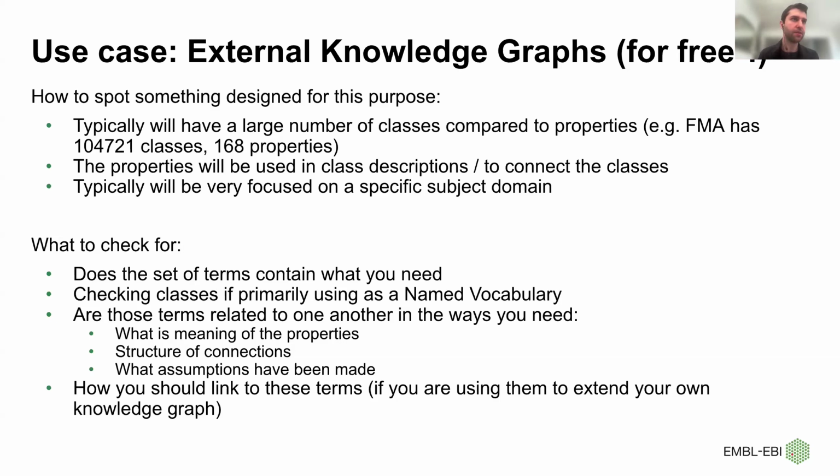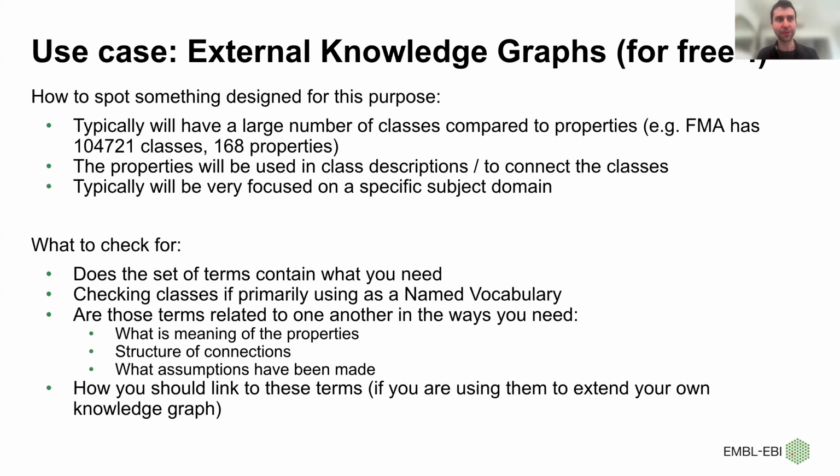And then it's useful to still check how those terms relate to one another if you're using them in the more taxonomic or more ontological use cases where you're actually going to traverse data. But it's also sometimes helpful to look at properties to get more understanding of what the classes actually mean. So checking the meaning of the properties, how the classes relate directly to one another in the taxonomy, but how they are linked via properties, and what assumptions have been made behind all of these links.